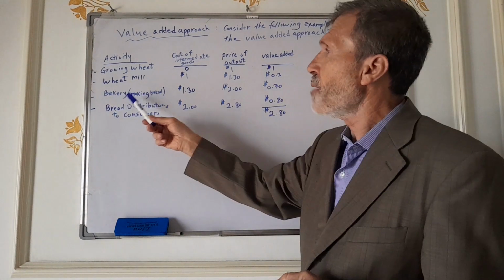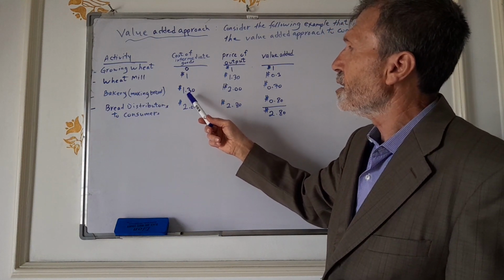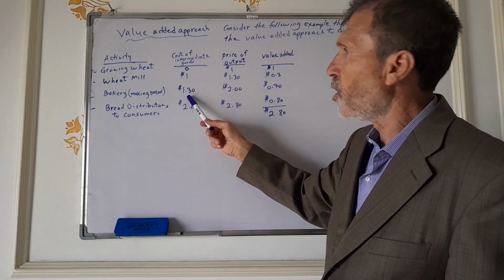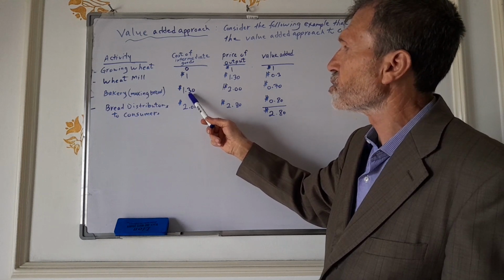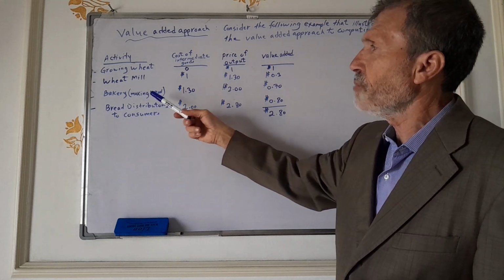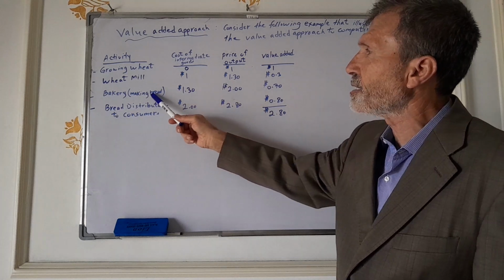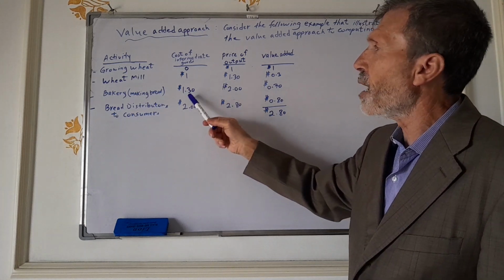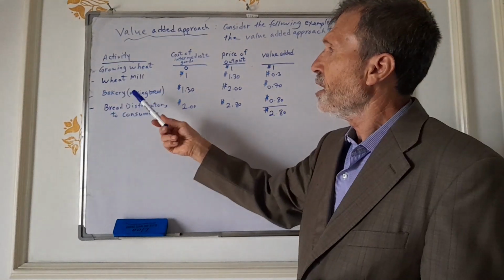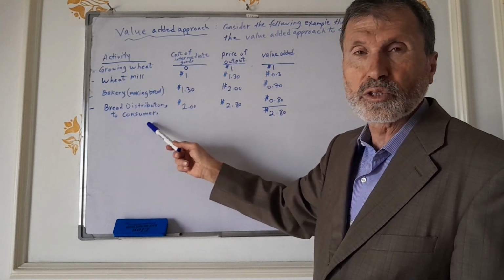Now the bakery: the value of the intermediate good is $1.30. The cost of the flour is $1.30, and once he makes the bread, it sells for $2. Therefore, the value added in this stage of production is $2 minus $1.30, and we come up with 70 cents. Now, eventually, the bread will go to the bread distributors, and from there to the consumers.